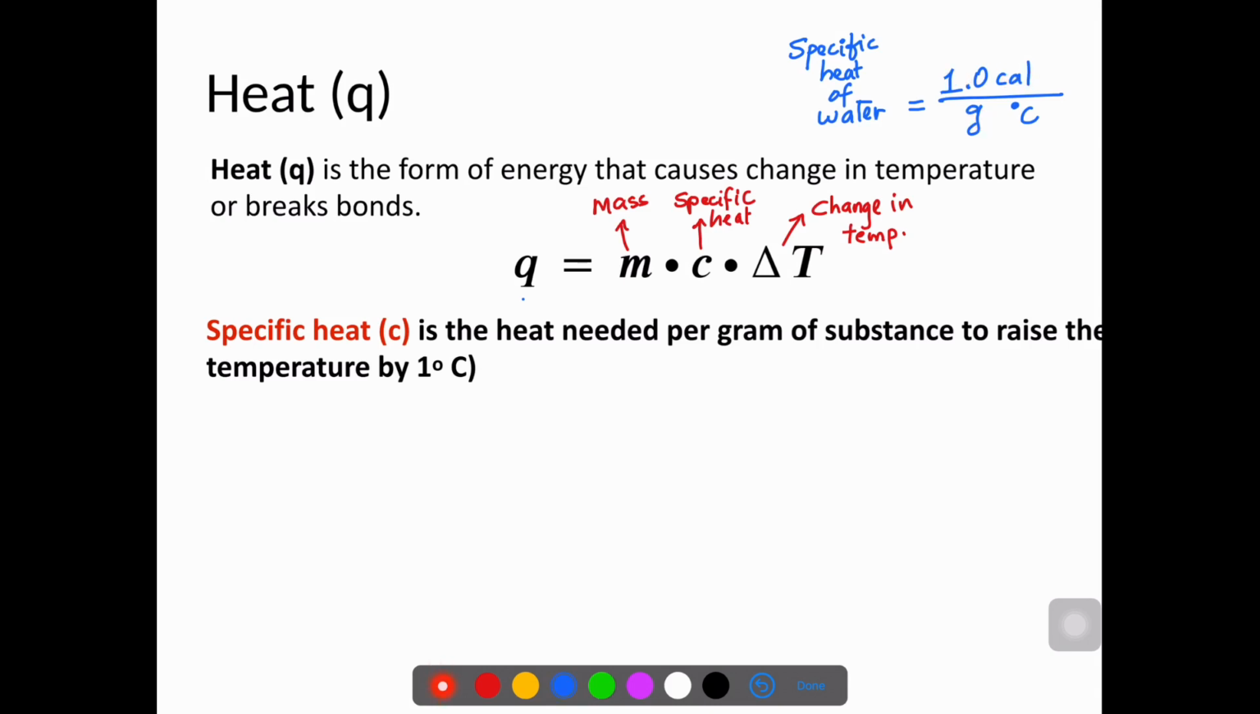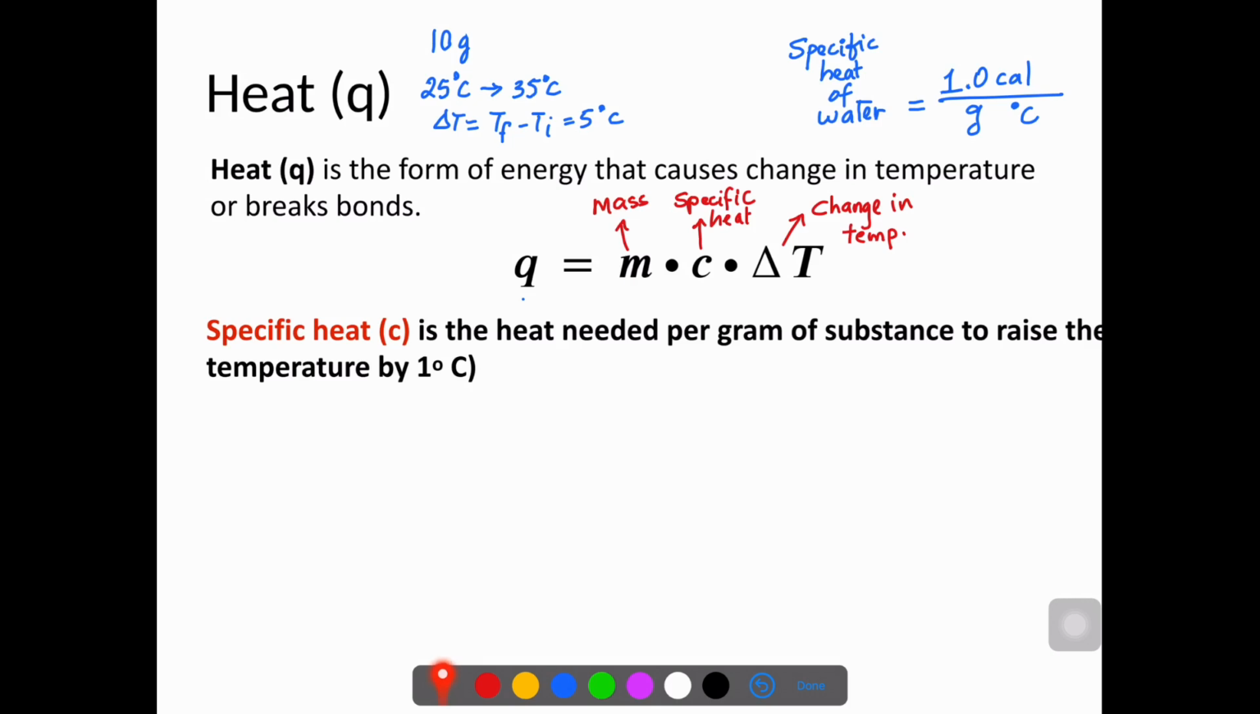So suppose you have 10 grams of water, and you want to take it from 25 degrees Celsius to 35 degrees Celsius. What's the temperature change here? Temperature change is always measured as final minus initial. Any change, delta, is representing change. Change is always final minus initial. And here it's 35 minus 25, which is 5 degrees Celsius.